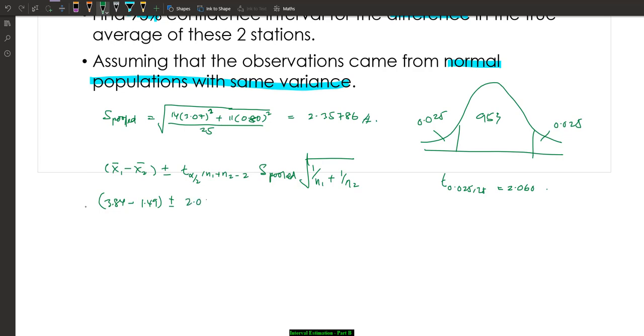So this is 2.060 multiplied with 2.35786, multiplied with the square root of 1 over 15 plus 1 over 12. If you calculate this, you should get the lower limit 0.4687 for mu1 minus mu2, and the upper confidence limit is 4.2312, equal to 95%. So you can say that we have 95% confidence that the difference of the two population means is between 0.46 and 4.23.